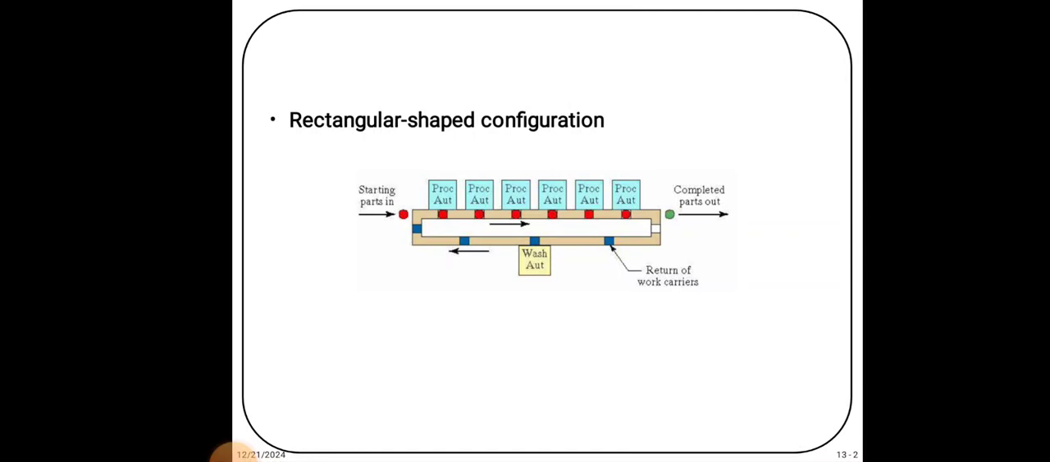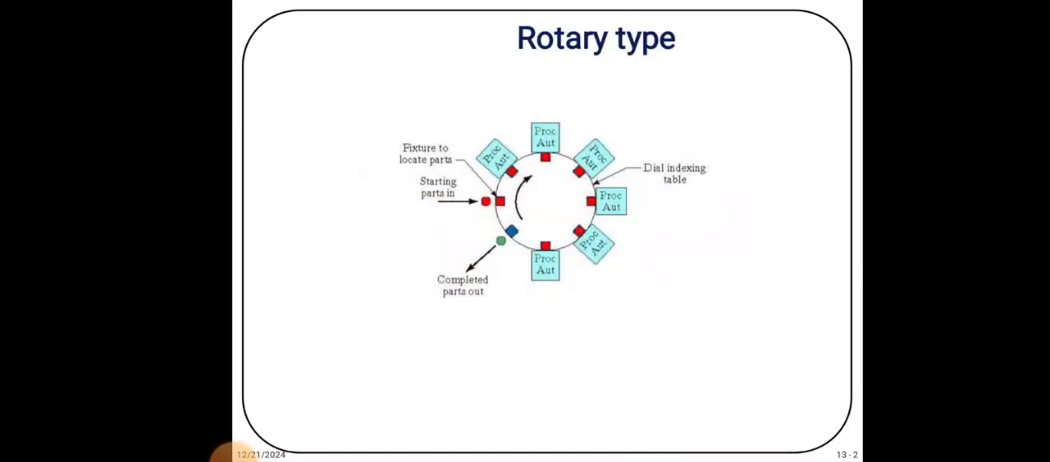Example: the automotive assembly line, where components are assembled in a sequential manner, with each station adding specific parts or performing a particular task. Electronic assembly, where components are assembled in a fixed sequence, with each workstation handling a specific aspect of the assembly. Next, the rotary type.